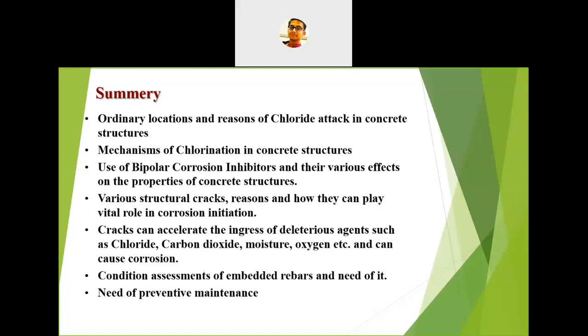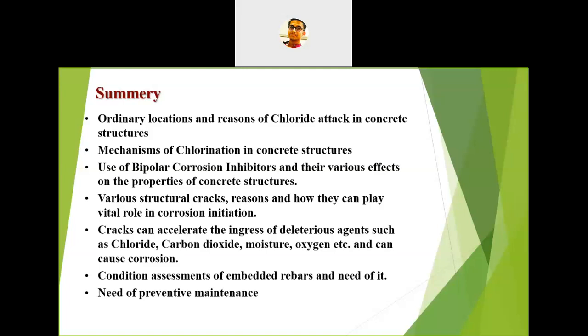We have seen some transport properties such as the water sorptivity index. We have also seen the negative impacts on compressive strength if we don't follow the recommended dose, and how properties change with different types of bipolar corrosion inhibitors in different concrete systems. We have to take care of all these properties before choosing any corrosion inhibitor.